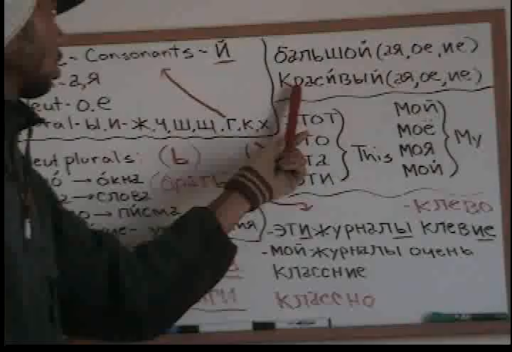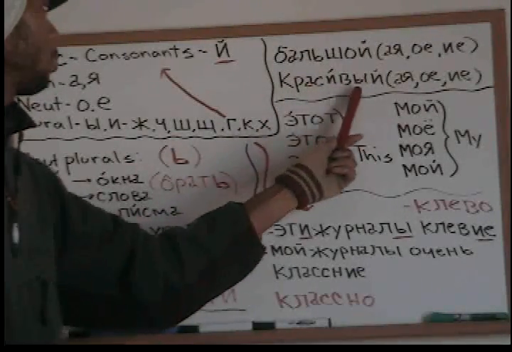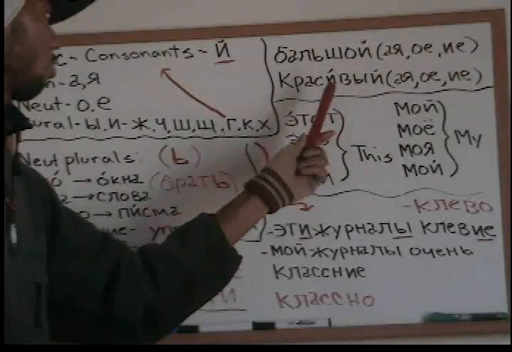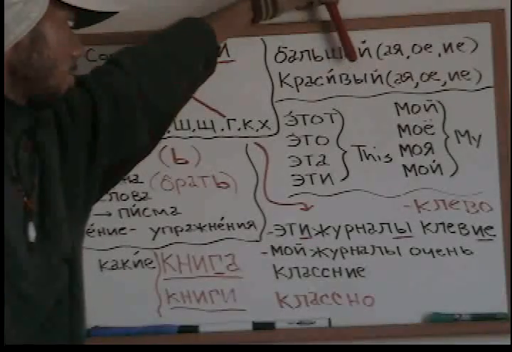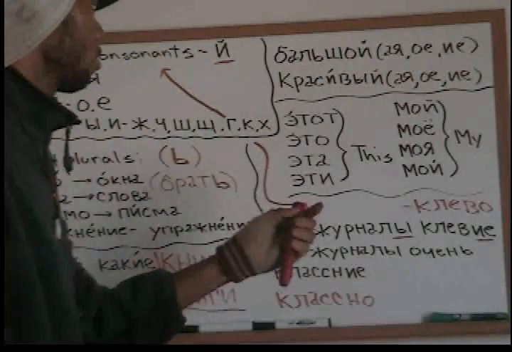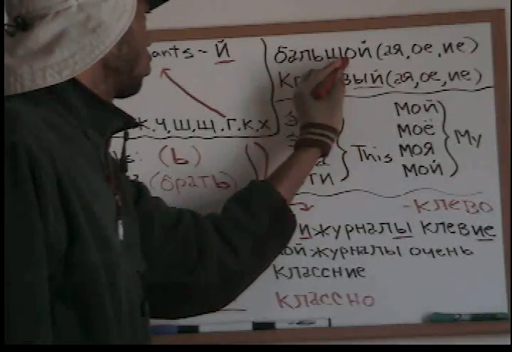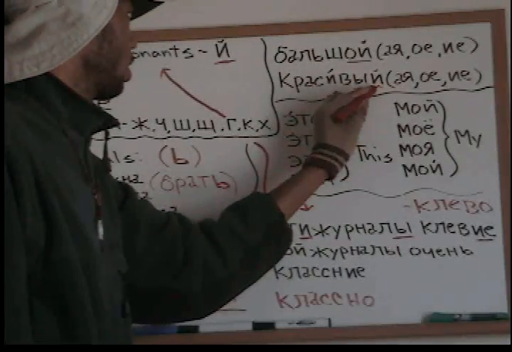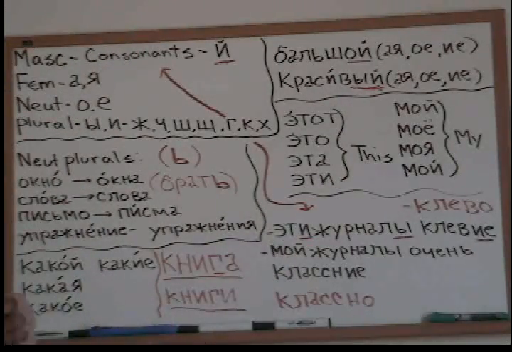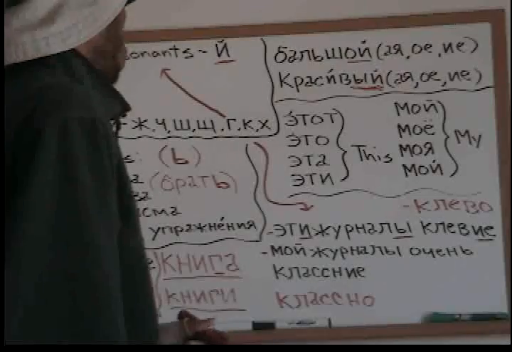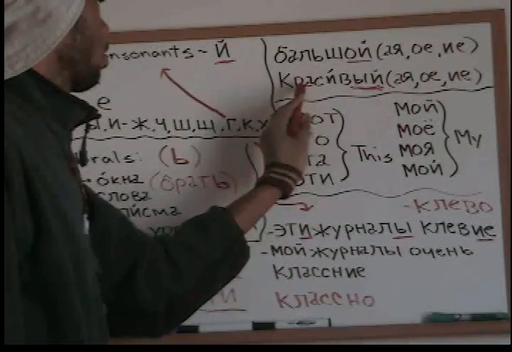Same with this one here. Красивый. This means pretty or beautiful. Again, if it's a girl, you're going to drop off this e and i kratkoe. These last two letters are going to be gone. Now it's already in the masculine form. But if you talk about a girl, then it will be aya. So it will be красивая.